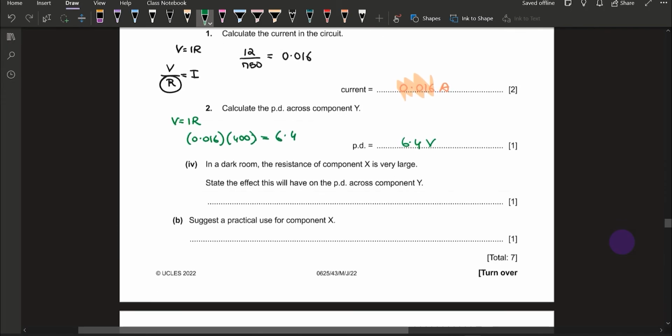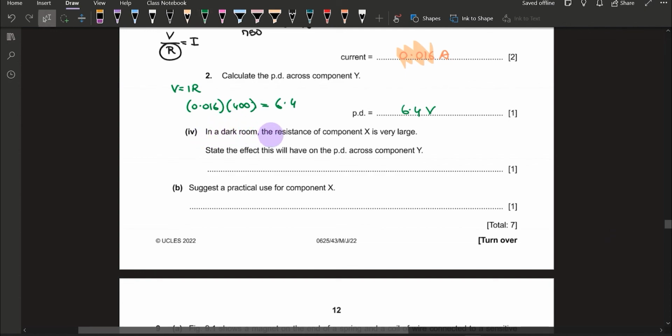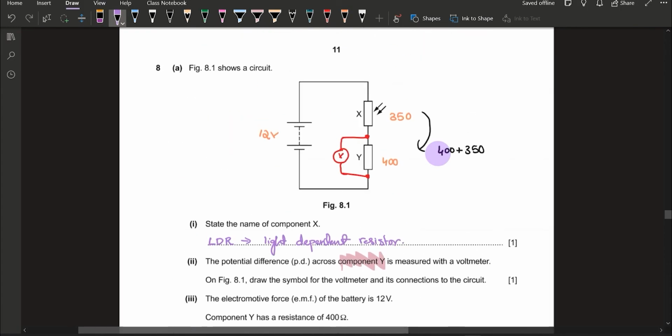volts. Part 4 says, in a dark room, the resistance of component X is very large. State the effect this will have on PD across component Y. So as we know, potential difference is divided by ratio. And as we know, if it's dark, the light dependent resistor will have more resistance. For example, this is going to have 500 if the room is dark.